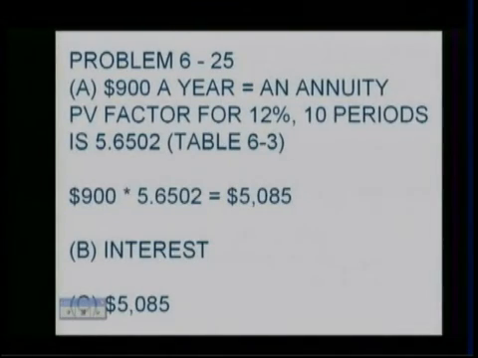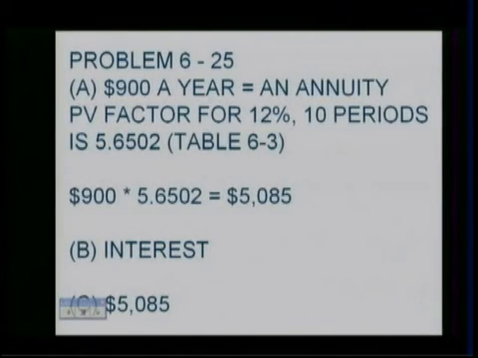So the next question they ask, okay, what's the difference between this $5,085 you calculated and the $9,000 they're actually going to pay? If they're paying $900 a year for 10 years, that's $9,000. The difference between the $5,085 for the equipment and the $9,000 they're going to end up paying is the interest they're going to pay on that debt that they're incurring.